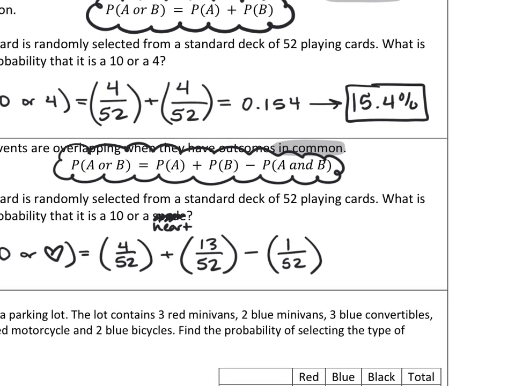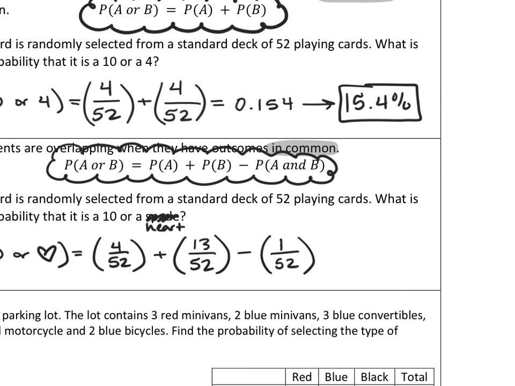So in your calculator, I need you to do 3 fractions, all with parentheses and not the fancy fractions. 4 divided by 52 plus 13 divided by 52 minus 1 divided by 52. We should get 0.308, and then we change it to 30.8%.